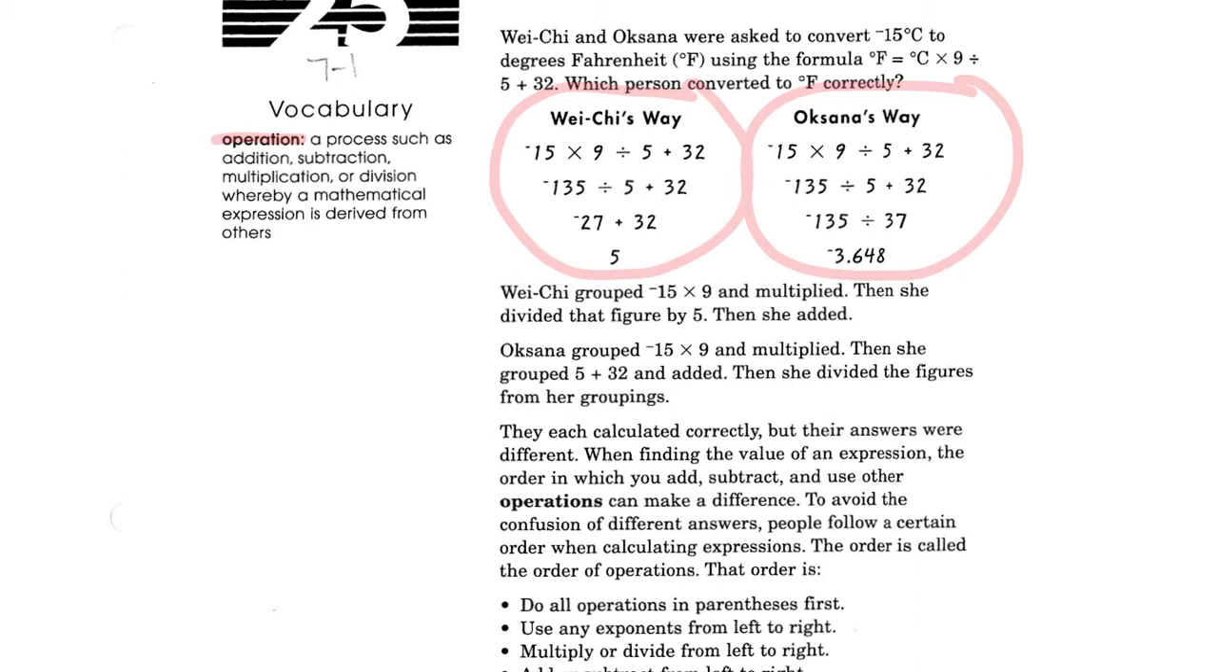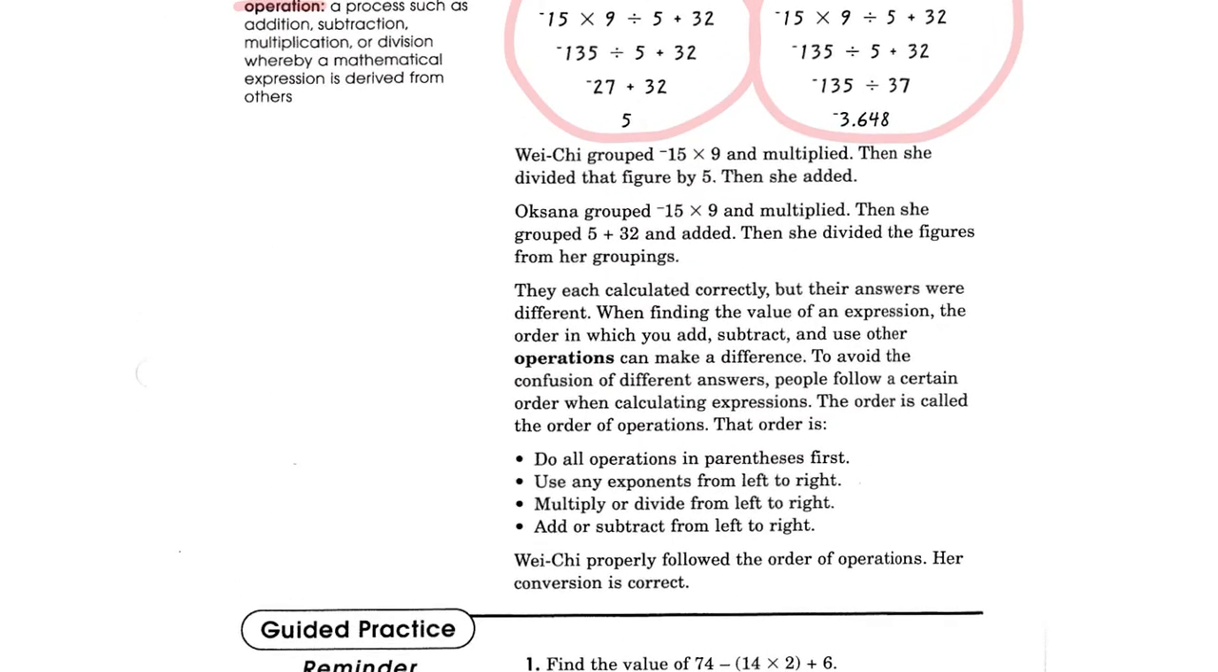When finding the value of an expression, the order in which you add, subtract, and use other operations can make a difference. To avoid confusion of different answers, people follow a certain order when calculating expressions. The order is called the order of operations. That order is: do all operations in parentheses first, use any exponents left to right, multiply or divide from left to right, add or subtract from left to right. Weichai properly followed the order of operations. Her conversion is correct.